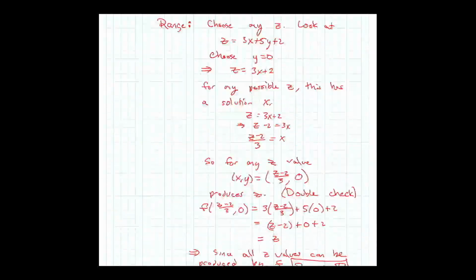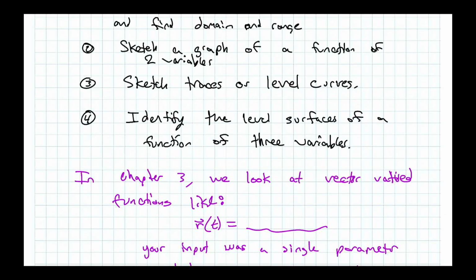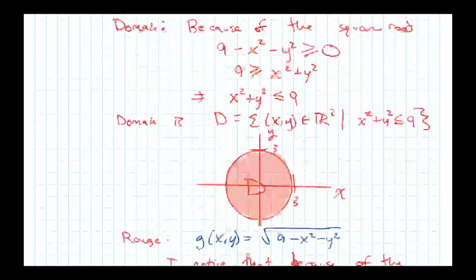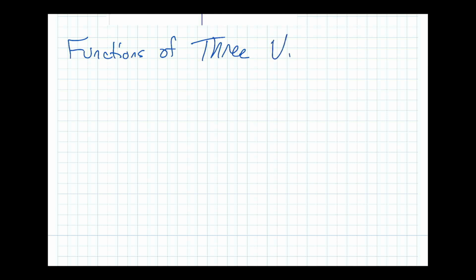Okay, so those are vertical traces, and I think what haven't we done? I think the only thing we haven't done now is identify the level surfaces of a function of 3 variables. So everything we've done up till now was 2 variables, right? So when you've got 3 variables, it is different. So let me talk about it. Functions of 3 variables.